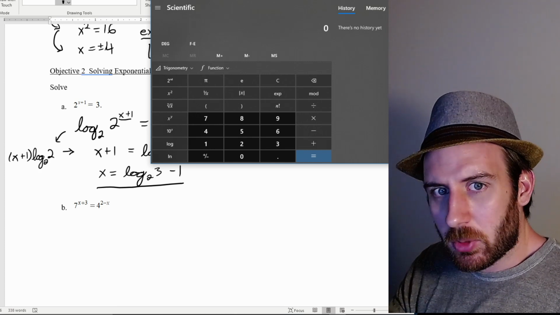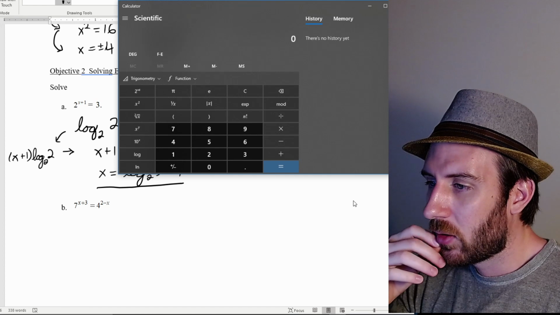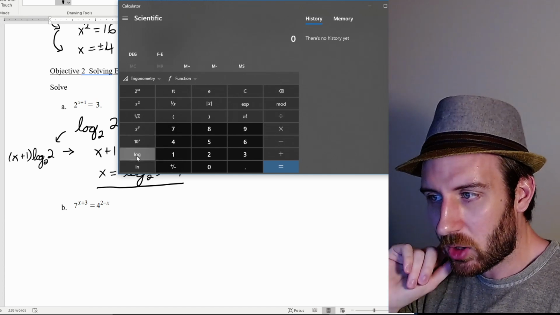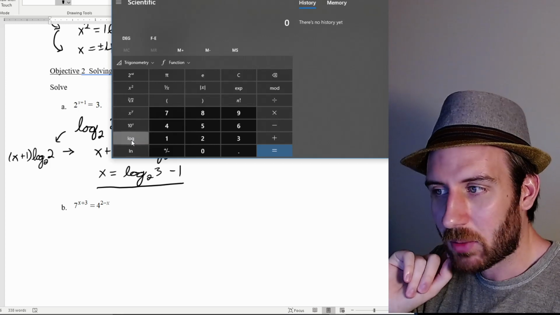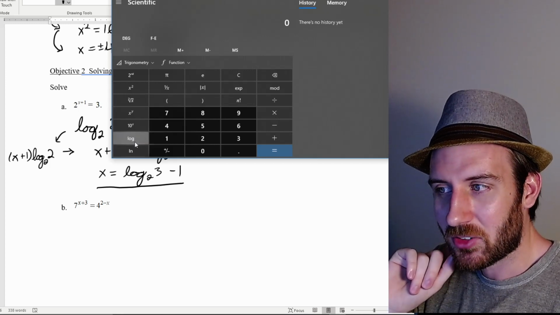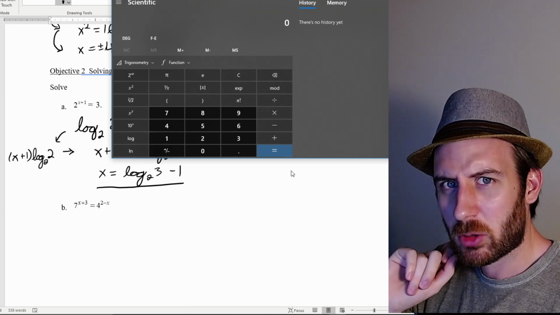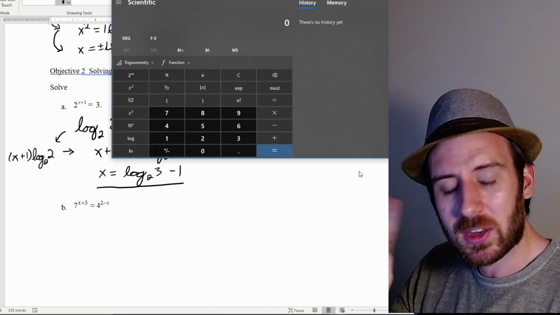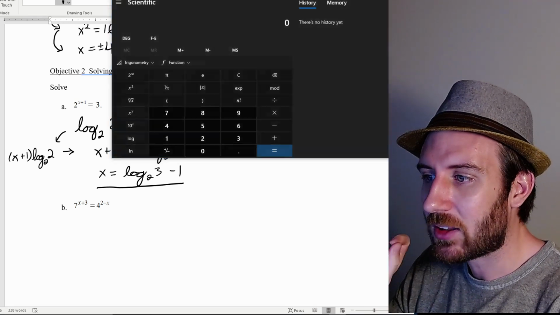Well, if I'm looking at a simple calculator, you're going to notice that I don't have a log base 2 button. I have a log button, but we know that log without any kind of subscript just means log base 10. How could I use this calculator, or do I have to go buy a new one? Well, we could actually use the change of base formula. I've got a base of 2, it's making me unhappy, I can change it.